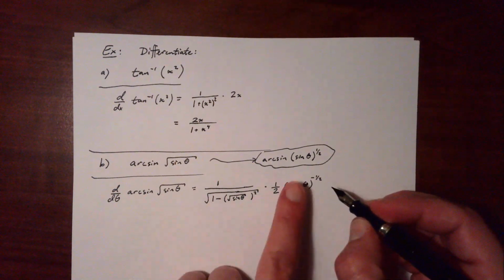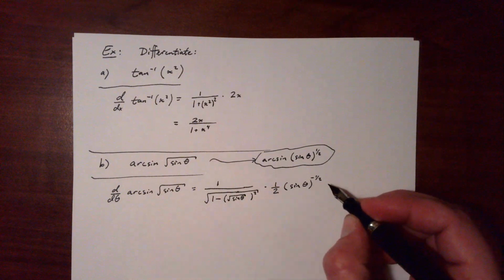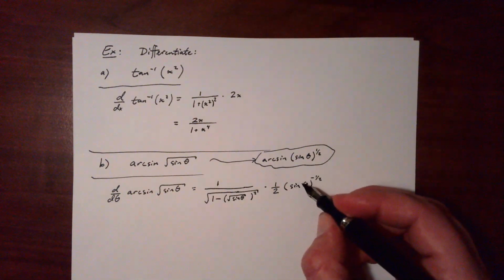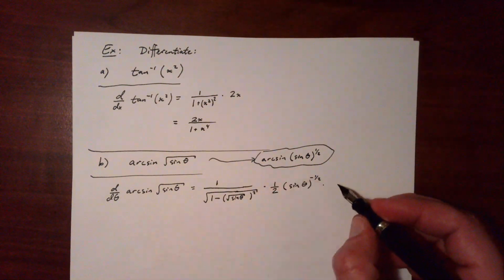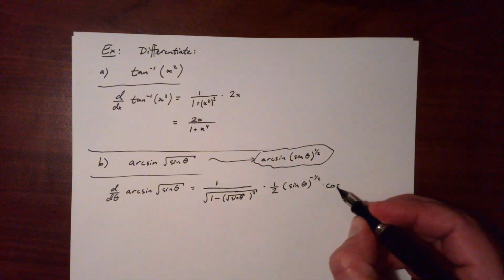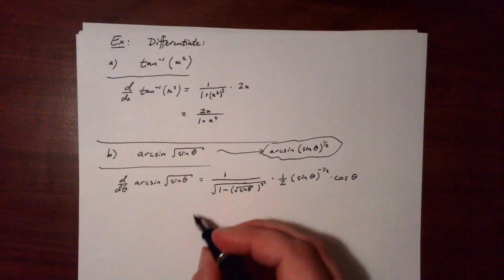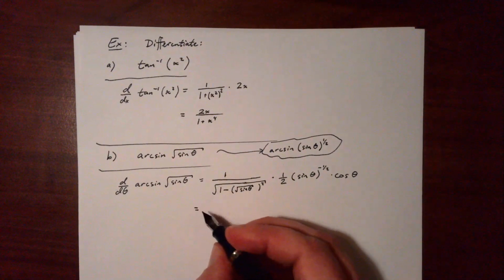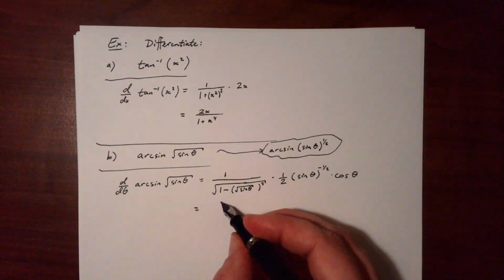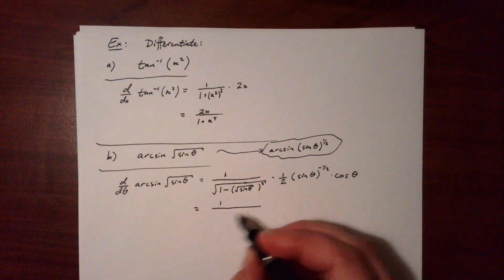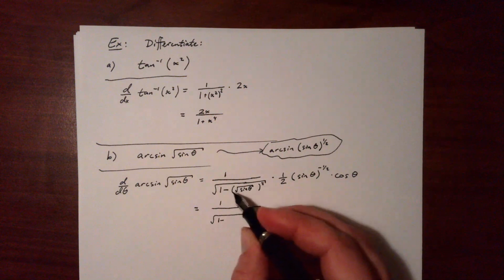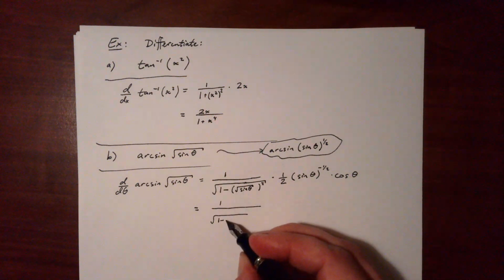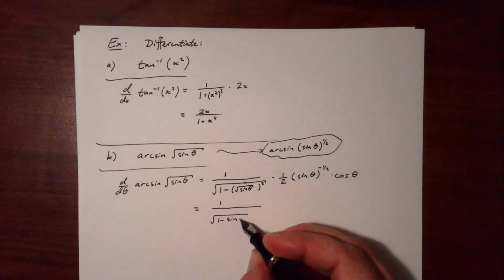And are we done? No, we aren't, because this is more chain rule. This was square root of, not just theta, but sine theta. So then times also the derivative of sine theta, which is cosine theta. So let's see if we can clean this up a little bit. So what do we have? We have 1 over square root of 1 minus, well, we have a square on top of a square root in here, so that's going to just become sine theta.